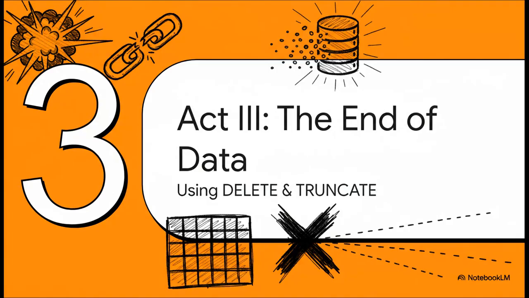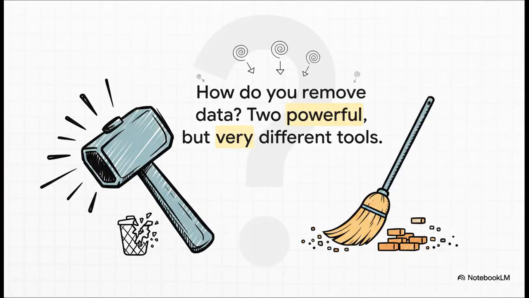And that brings us to our final and maybe most dramatic act, the end of data. The stakes are definitely highest here as we look at two incredibly powerful and very different commands for getting rid of data: delete and truncate. So how do you actually remove data you don't need anymore? Well, the database gives you two main tools for the job. And yes, they both remove data, but they do it in ways that are just worlds apart. Picking the wrong one can have some pretty serious consequences.